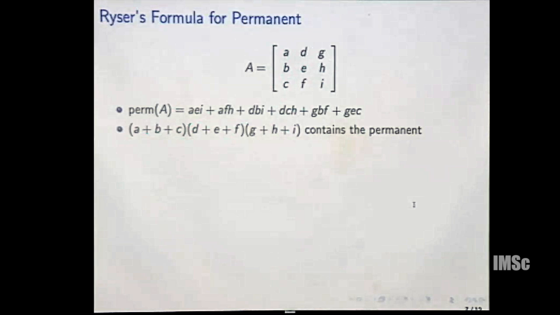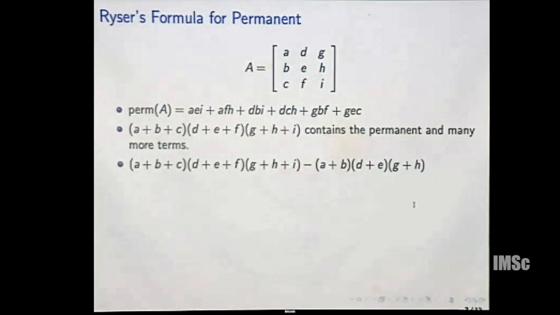But what is the problem? Correct. It contains the permanent and many more terms that are not in the permanent. So it has included the permanent, but there are many other terms which you have to exclude. One way to exclude them is to choose these two rows and take the sums and subtract. Anything that has two things from the same row will now go away. For example, AEH is not a valid monomial in the permanent, so that is flushed.